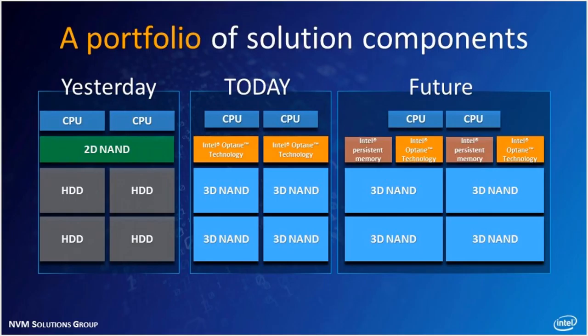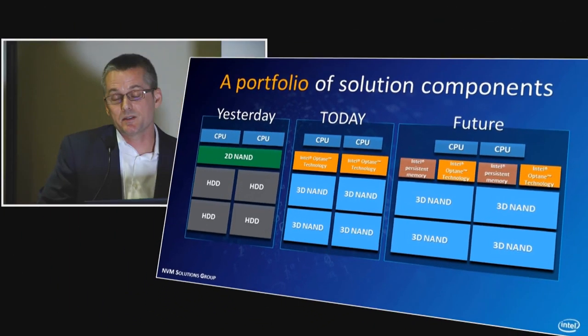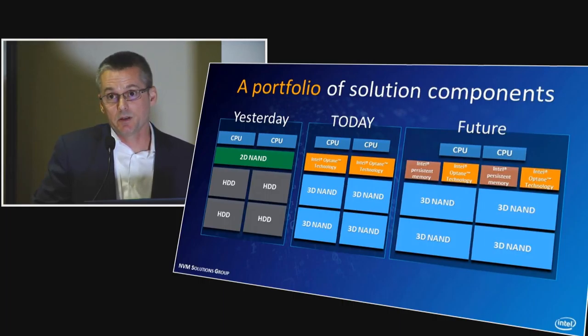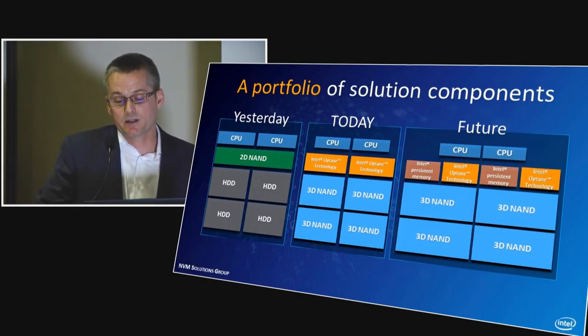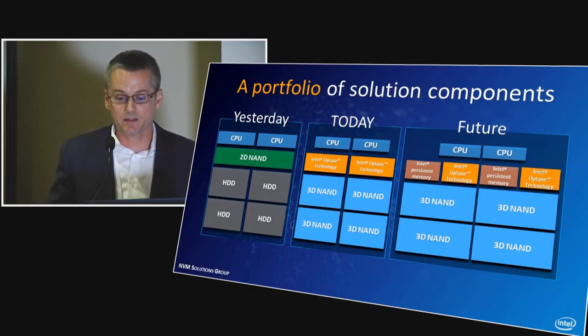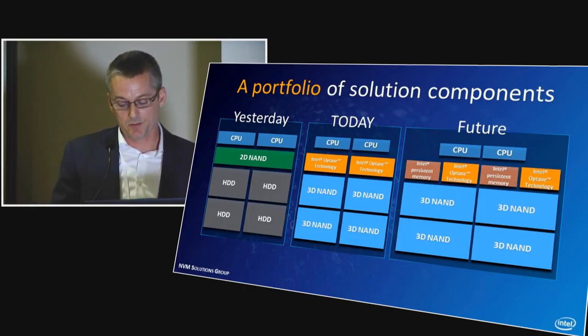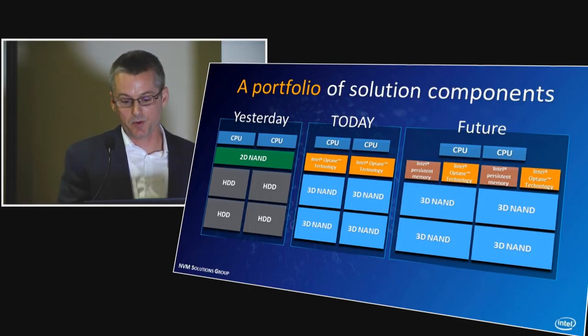As we go forward into the future, I'll be talking about Intel persistent memory. So that's not a product name. For those of you who may have attended the SNIA Persistent Memory Summit last month in California, you've heard about this from Intel and other vendors. But Intel will be releasing this year a DIMM based on 3D crosspoint technology. And I'll talk about that in a second. So that's the stack that we see going forward in terms of a portfolio of solution components.